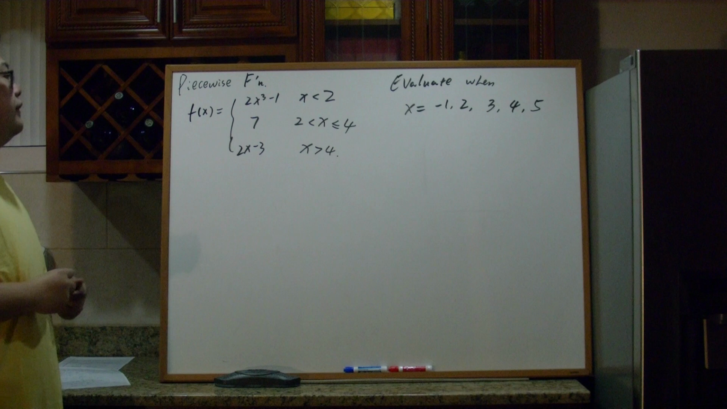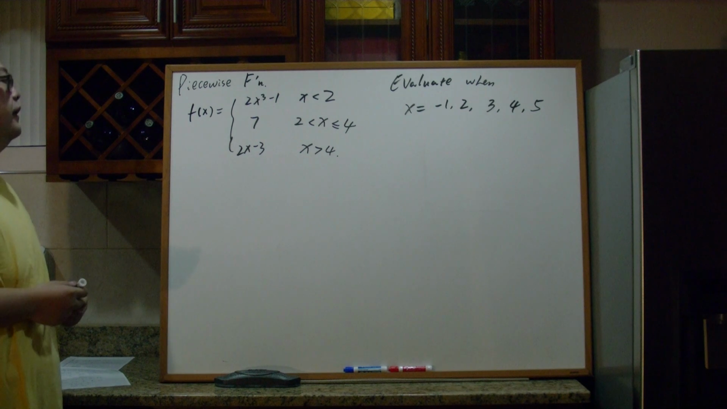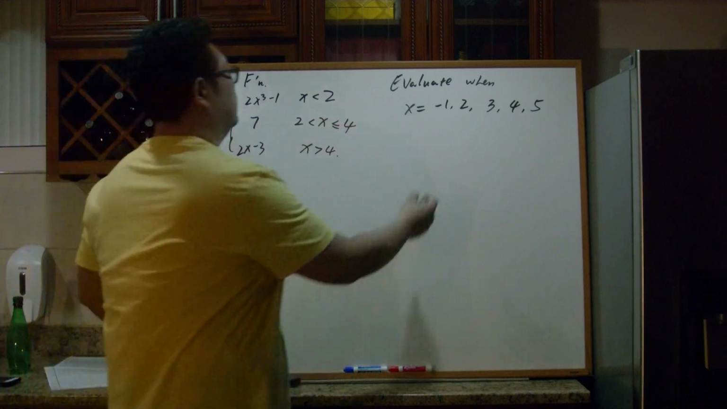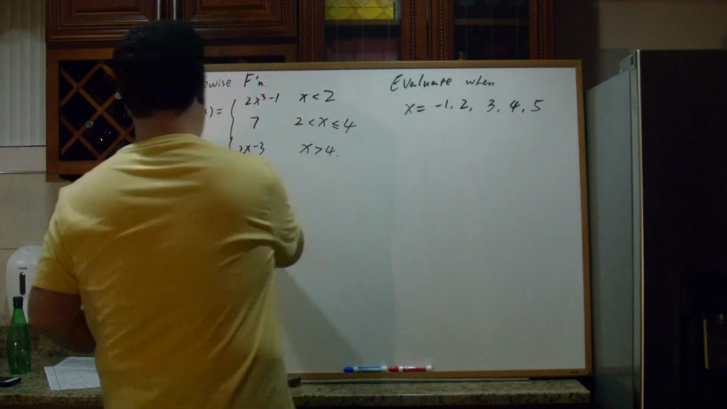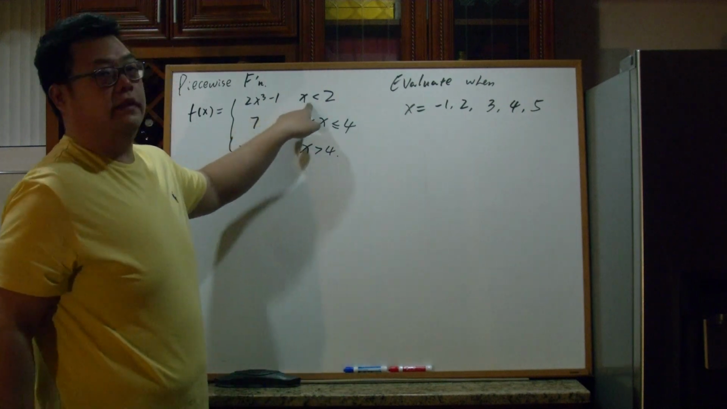Right, to evaluate the function when x is -1, 2, 3, 4, or 5. Right, so -1 is in the case that x is smaller than 2, right?